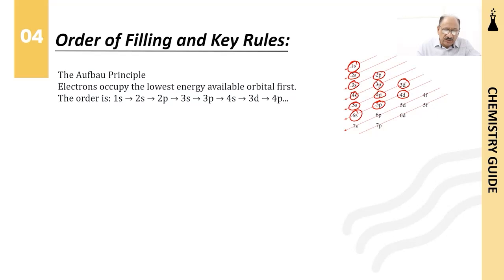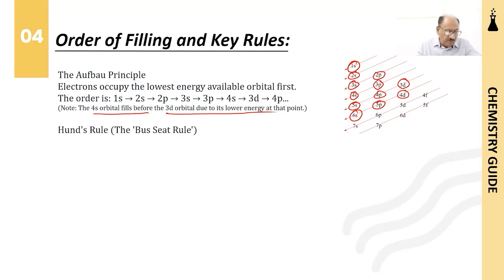Electrons occupy the lowest energy available orbitals first. The order is 1s, 2s, 2p, 3s, 3p, 4s, 3d, and 4p, and so on. The 4s orbital fills before the 3d orbital due to its lower energy level. As we discussed, according to the rule, the lower energy level will be filled first.